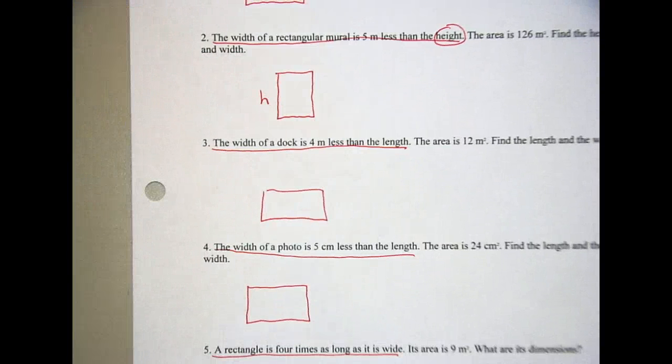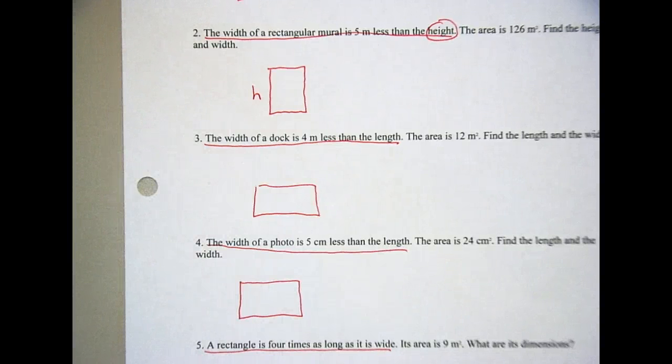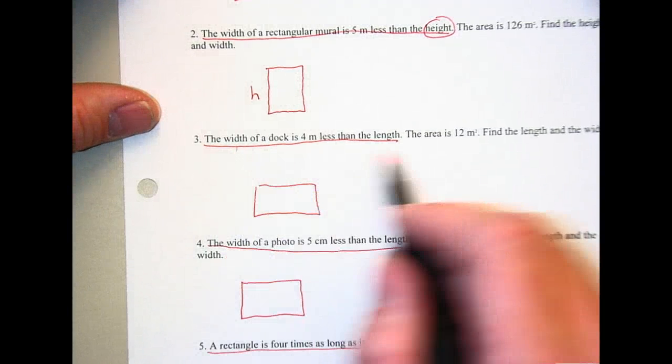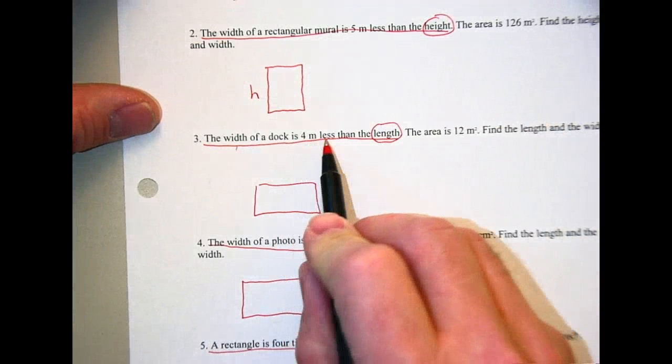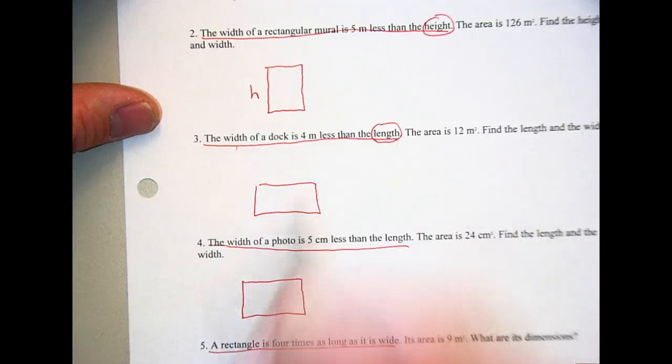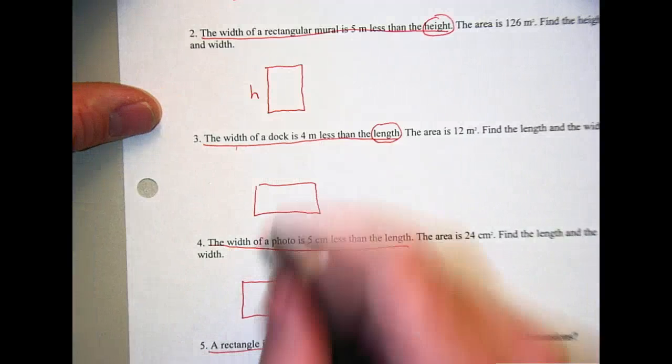Okay, I want you to read through number 3. Circle the thing that you need to know first. Toki, do number 3. Stay with me. I'm trying to get you to understand. Go on to number 3. Okay, tell your neighbor, width or length. Okay, who says width? Length? Answer is length, yes. The width of the dock is 4 meters less than the length, so we need to know the length in order to find the width. Okay, if we know the length, then we can take away 4 and find the width. So we need to know the length.